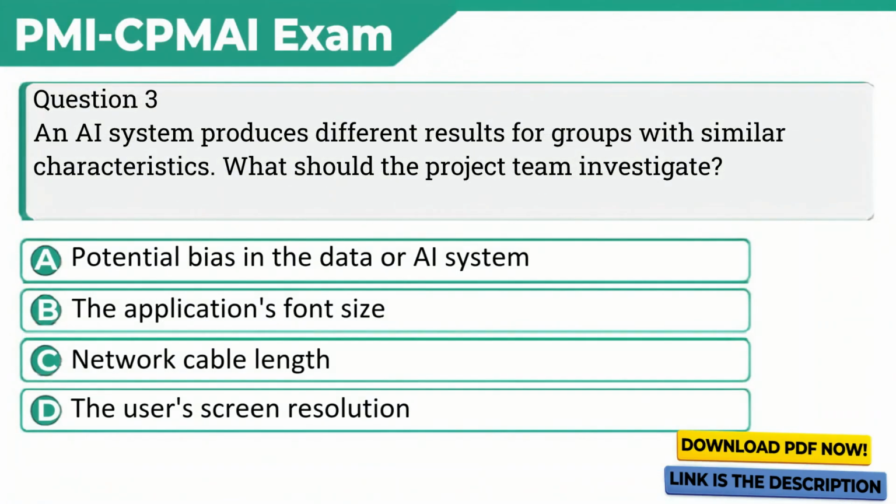Question 3. An AI system produces different results for groups with similar characteristics. What should the project team investigate? A. Potential bias in the data or AI system. B. The application's font size. C. Network cable length. D. The user's screen resolution.